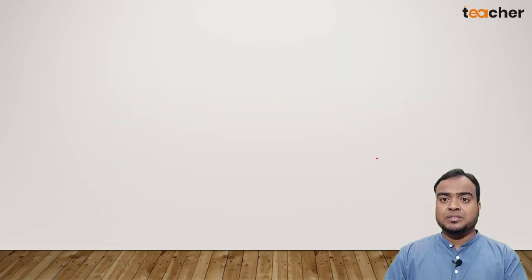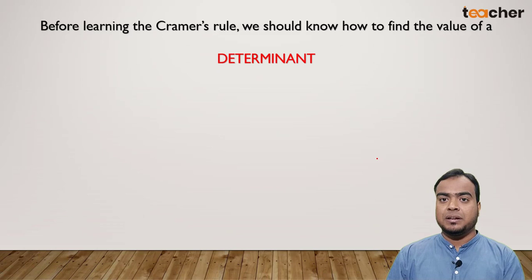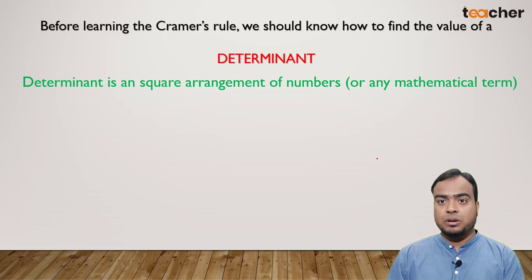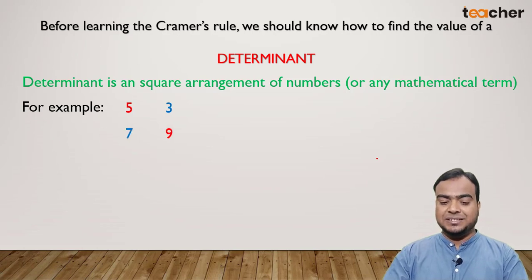Before learning Cramer's rule, we should have knowledge of a determinant, because Cramer's rule involves finding the value of a determinant. So what is a determinant? A determinant is a square arrangement of numbers, or any mathematical term. For example, I have four numbers: 5, 3, 7, 9. As you can see, these numbers are arranged in two rows and two columns. So this is the first row, this is the second row, this is the first column, and this is the second column.